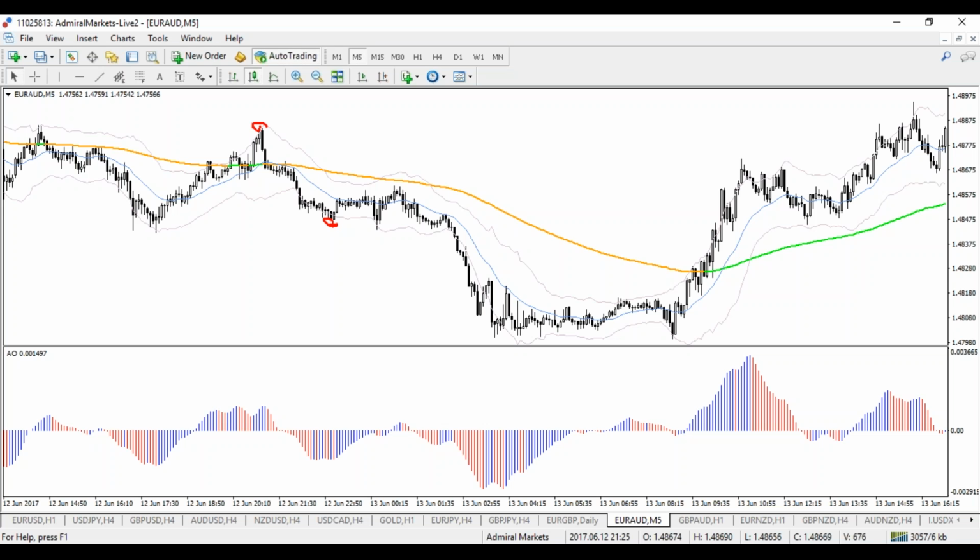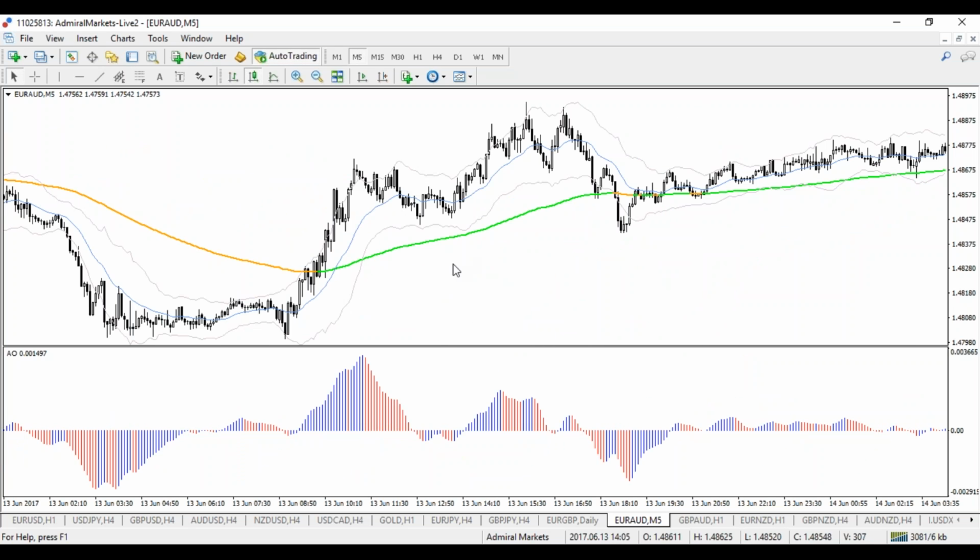And what else can we use? You can, of course, just take a natural look at the price. I mean, obviously, this is one piece. This is one piece. This is one piece. You don't need the oscillator for that. You can naturally see those candles kind of glued together almost in a way.